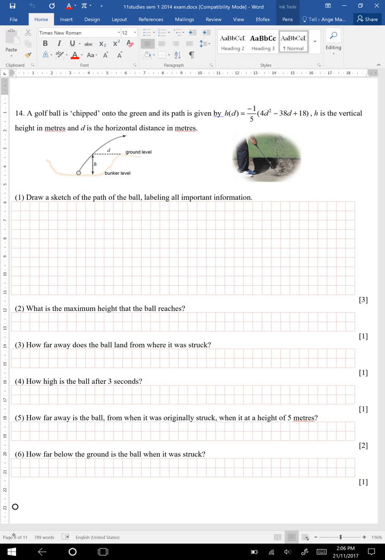Right, so we just want to do a little bit of a help video on how to use the calculator to solve one of these in-action quad problems. If we have a look at this question, we've got a golf ball that's chipped. Here's the equation. Draw a sketch of the path of the ball, labelling all important information. So what do we do first?